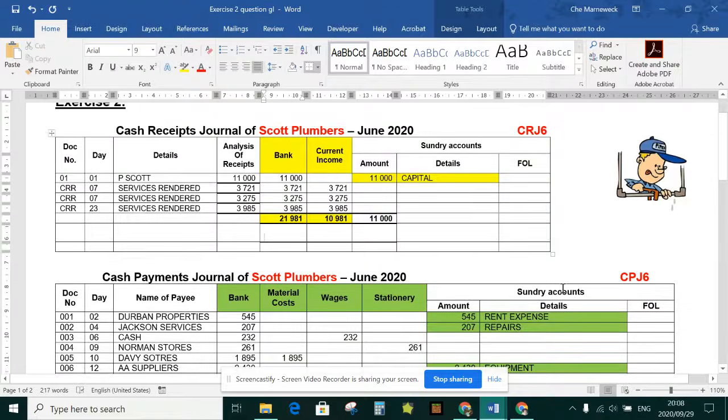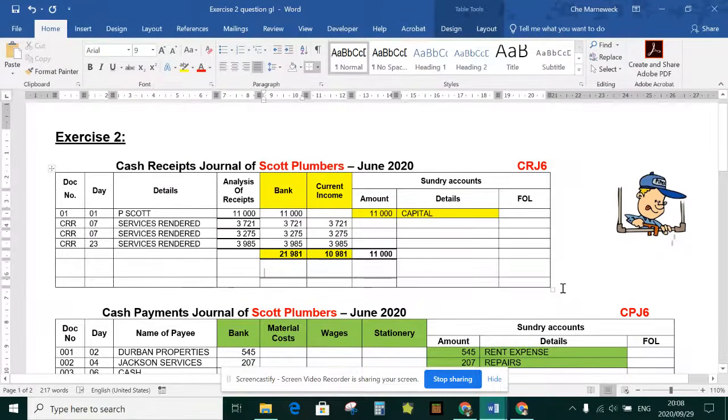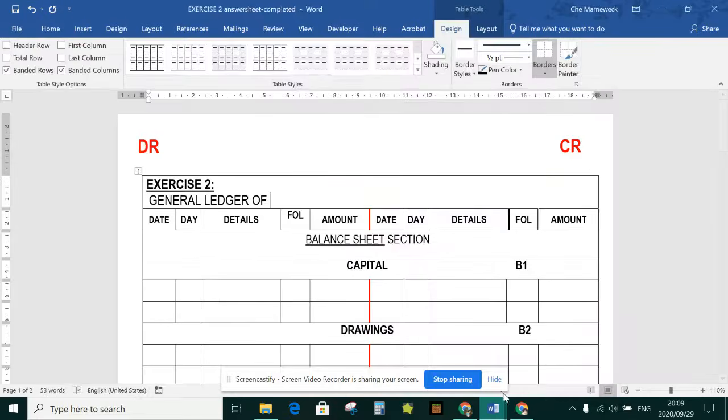This is General Ledger Exercise 2 in your workbook. That would be page 52, and you'd be answering on pages 53 and 54. We are looking at the General Ledger of Scott Plumbers. We can see the name at the top there, so we're going to fill that in on our sheet. General Ledger of, name of company, Scott Plumbers.